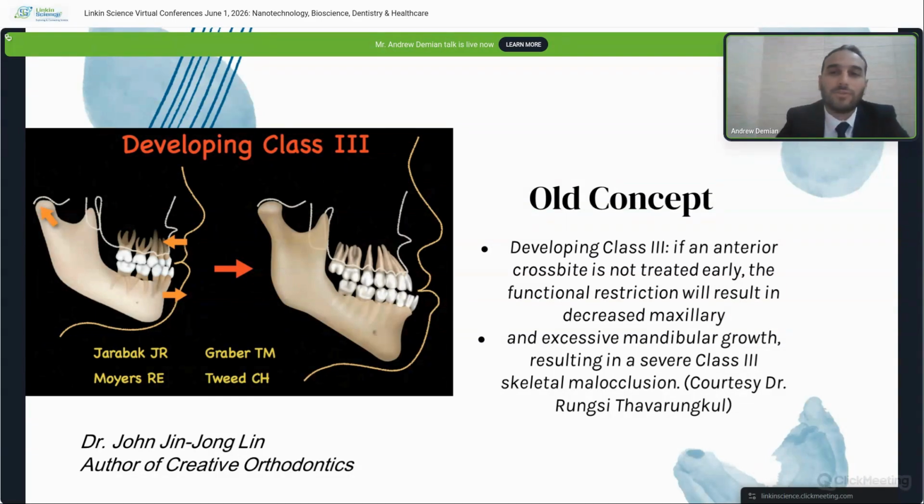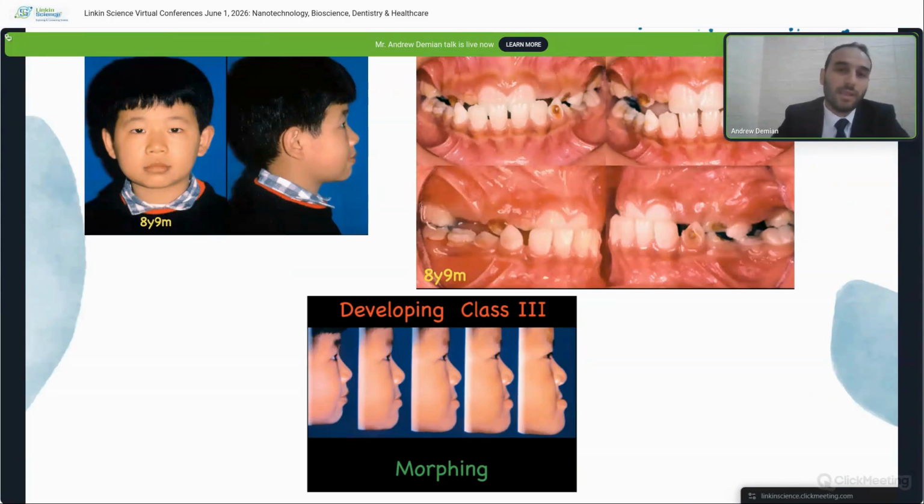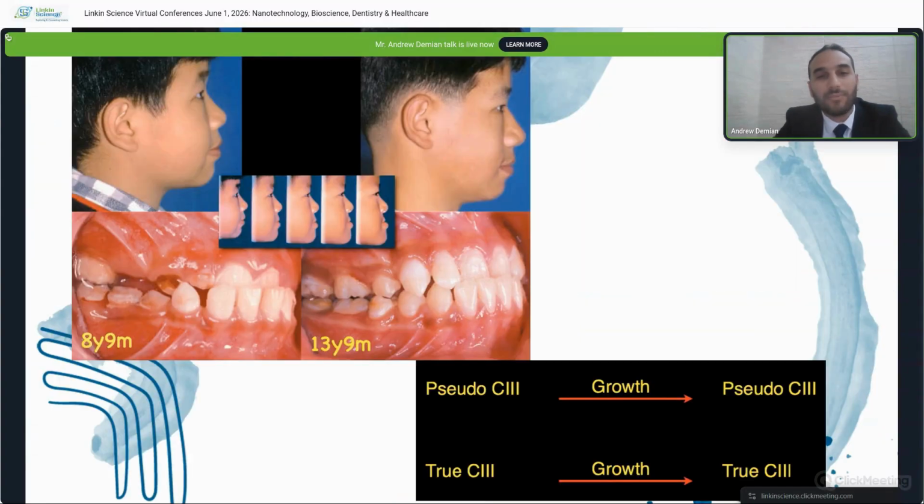Okay, but actually there is a very cool study in China where they had these young patients and followed them up from the growing stage toward the teenage stage, and they did something called morphing. So this young patient has a class 3 problem. As you can see, the upper arch is behind the lower arch. By this old concept, they expected the mandible to be further ahead of the maxilla toward the end of growth. However, when they followed up this patient after 5 years, the occlusion was the same.